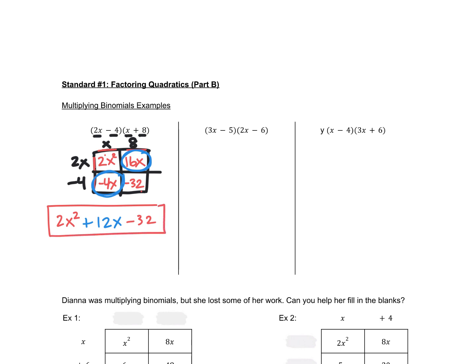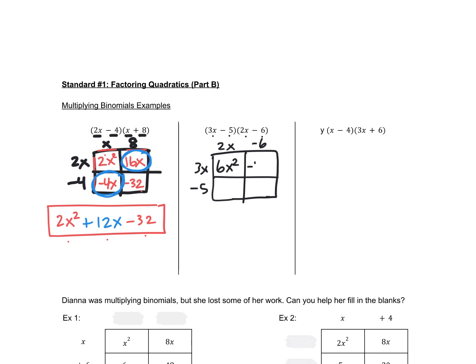So very often when we multiply binomials, we end up with a trinomial, which is an expression that has 3 terms. Okay, let's try the next one. I'm going to set up my box, 2 by 2, 3x and a minus 5, and a 2x and a minus 6. 3 times 2 is 6, x times x is x squared.